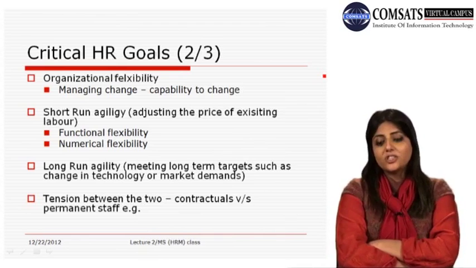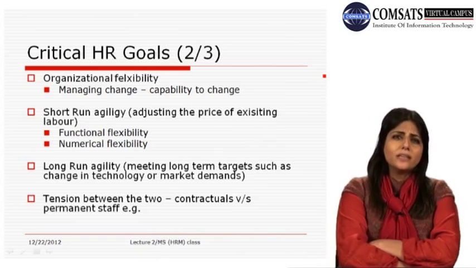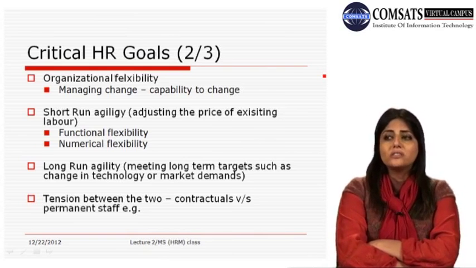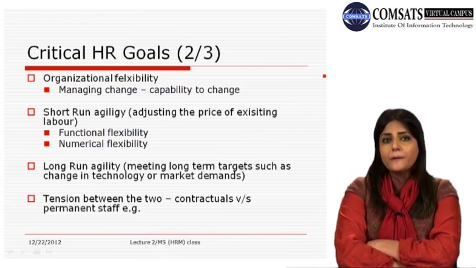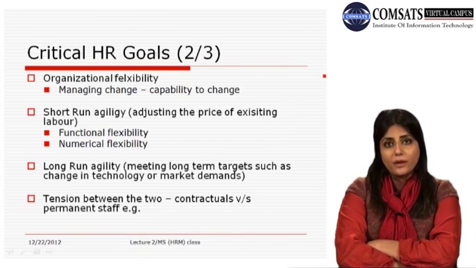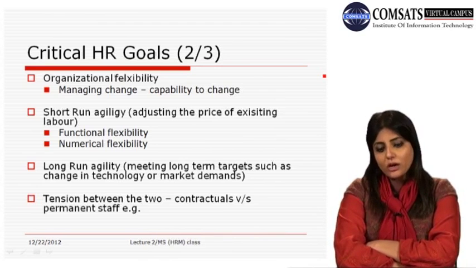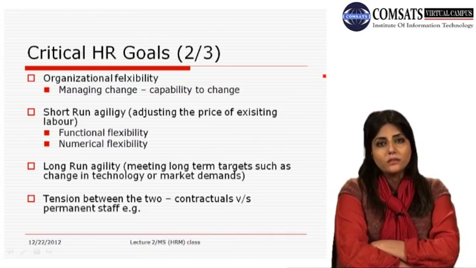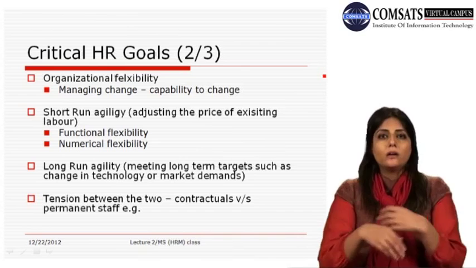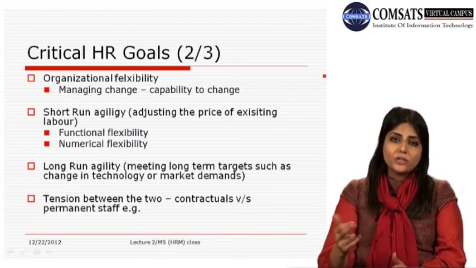So short-run agility is basically adjusting the price of existing labor. That is by way of functional flexibility, and by way of numerical flexibility. Functional flexibility is that you are trying to respond to the changes in demand for your product from the external market through flexibility in your internal labor market. That is, what you already have inside the labor market. The employees that you have, you rotate those employees. You're doing job rotations, or you're taking extra work from them, asking them to work some extra hours and paying them for those extra hours. Right? That is the concept of functional flexibility. Or you're just rotating their jobs and responding to market conditions, for example the high demand for your product, by rotating your labor internally.